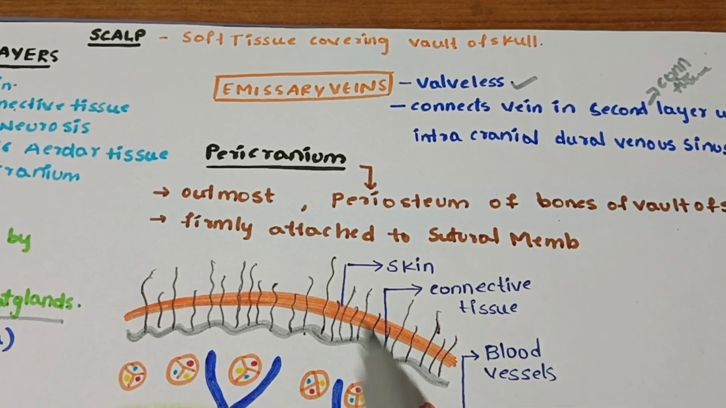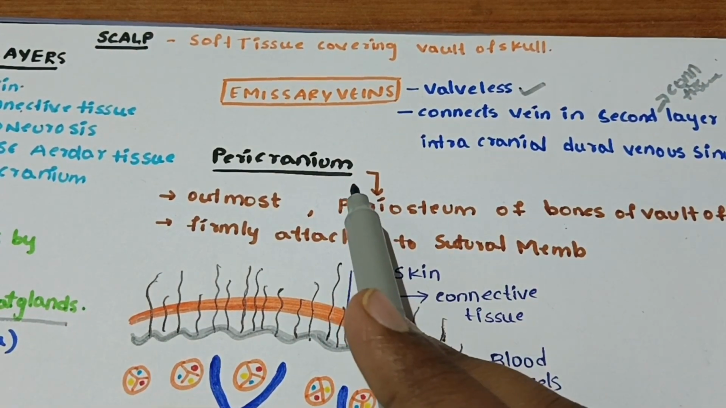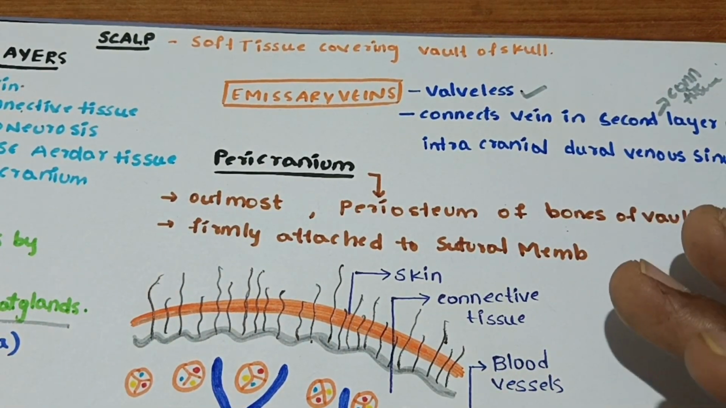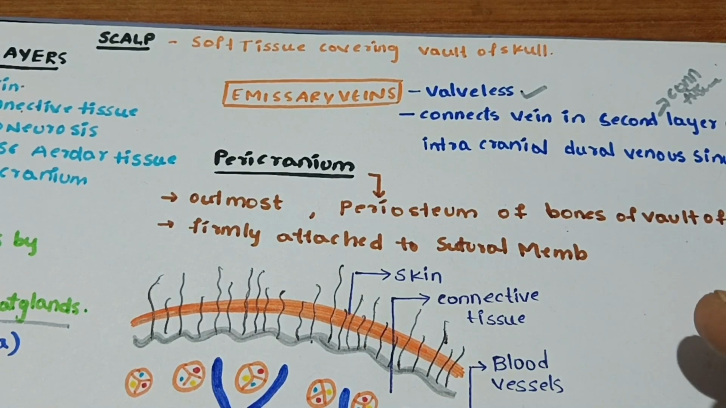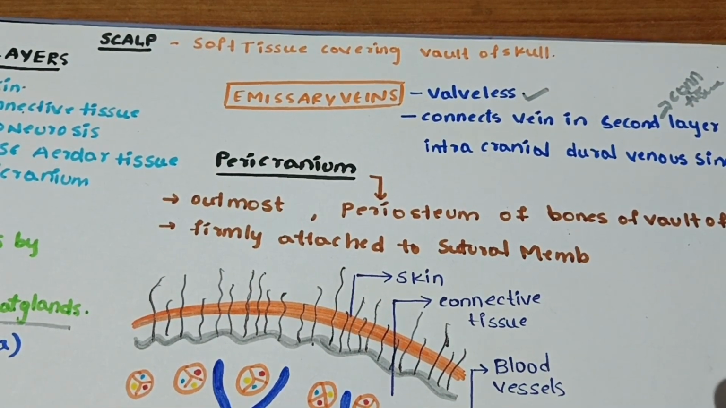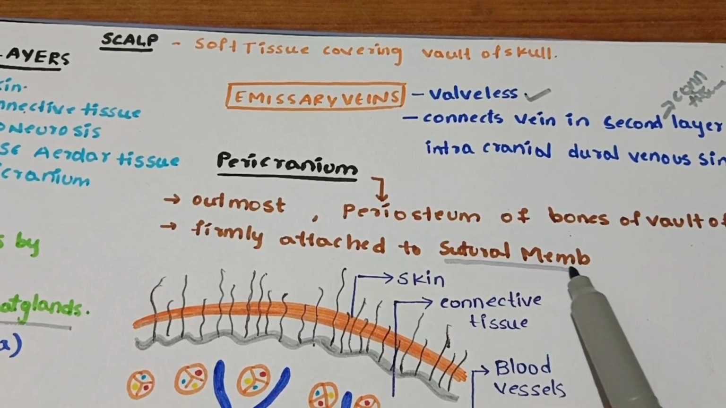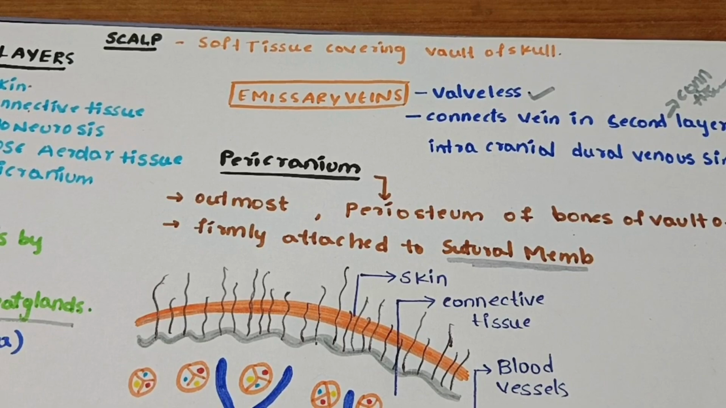Now, what is the fifth layer? Pericranium. Pericranium is what? Layer of the bones, right? As we know, the vault of the skull is made of many bones, right? The bones contain periosteum, right? This periosteum forms the pericranium. Yes, it is firmly attached to the sutural membranes.